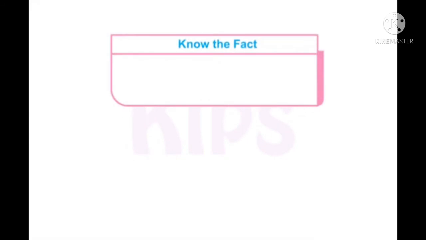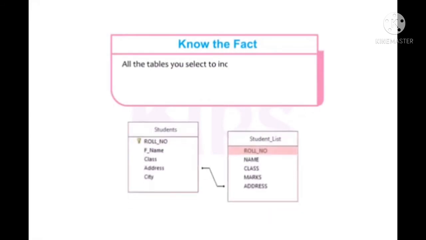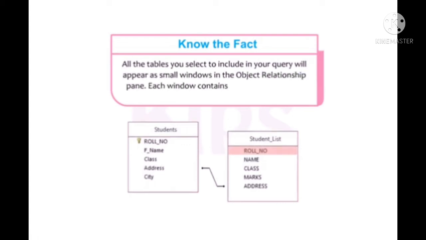Okay student, know the fact. All the tables you select to include in your query will appear as a small window in the Object Relationship pane. Each window contains a list of the available fields within those tables.